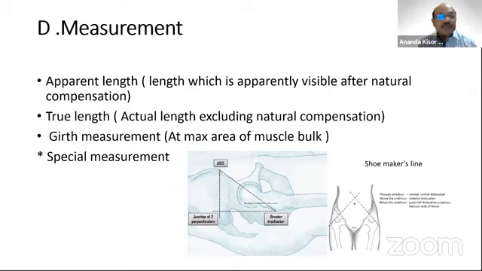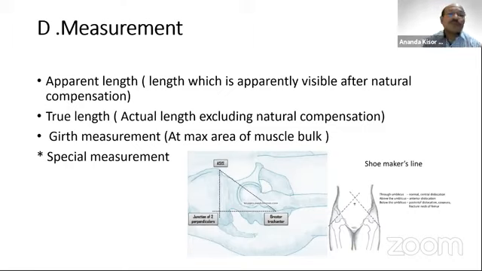After that, we have to identify the suprasternal notch or the xiphisternum, and from the xiphisternum, we identify the medial malleolus. In that position, that is the apparent length. What is the importance of the apparent length? Apparent length is the length which is visible after natural compensation. This is important from the patient's perspective, but the true length is important from the surgeon's or clinician's perspective.